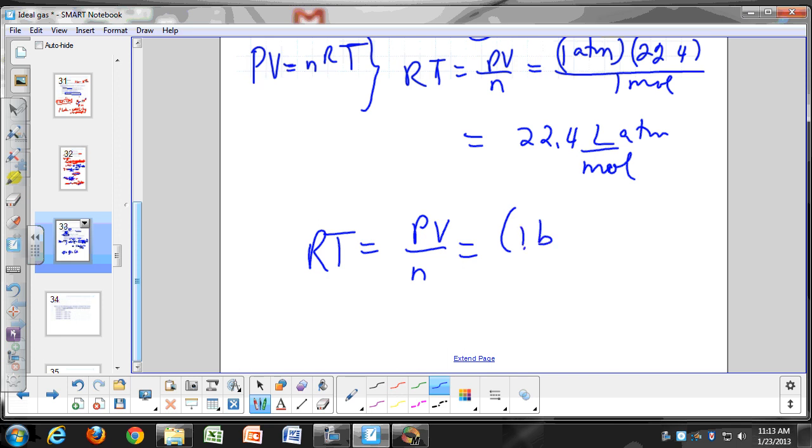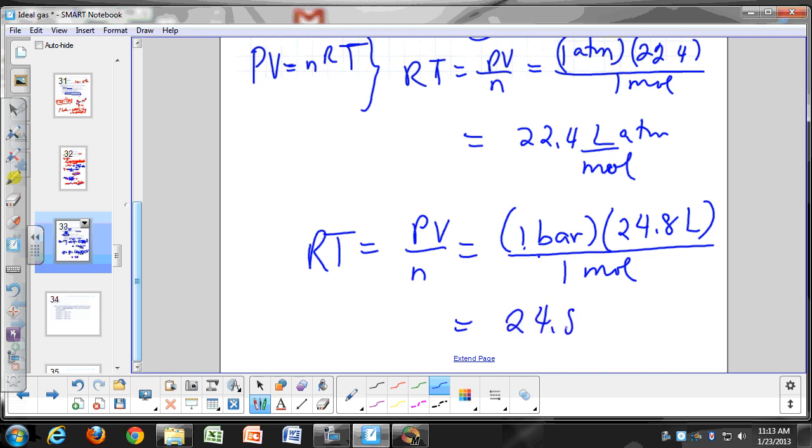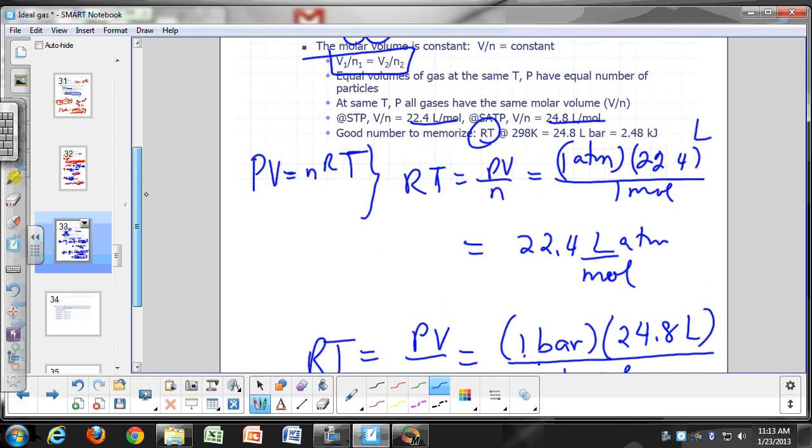1 bar. And what's our volume? 24.8 liters. Right? What's our number of moles? 1 mole. It's 24.8 liters per mole. So RT at room temperature is equal to 24.8 liter bar. This is a very good number to remember because when we do a lot of these calculations, we encounter RT a lot in our formulas.